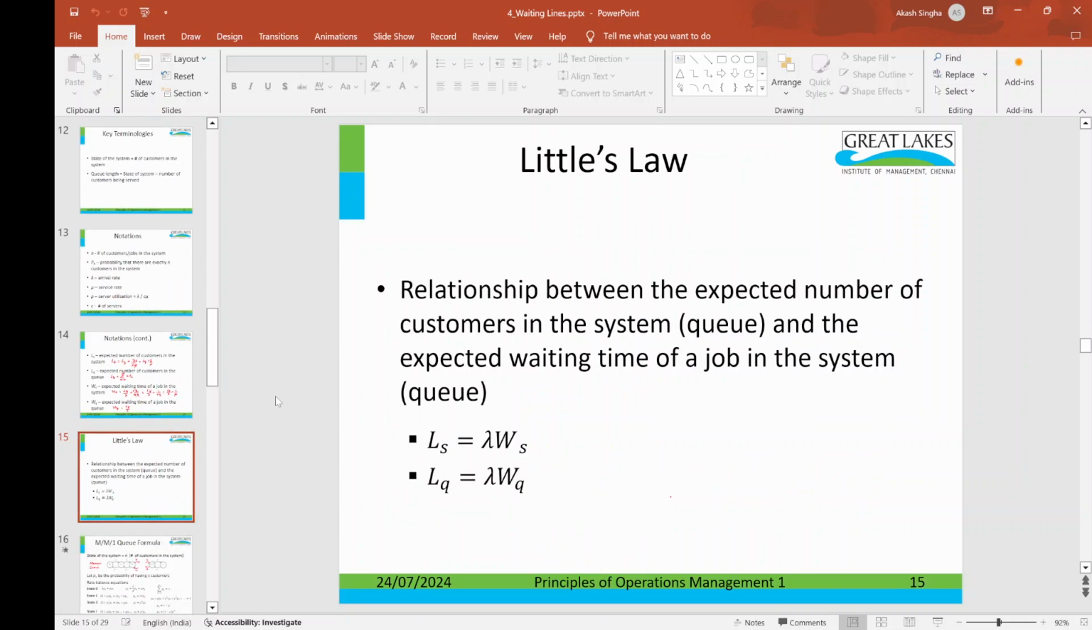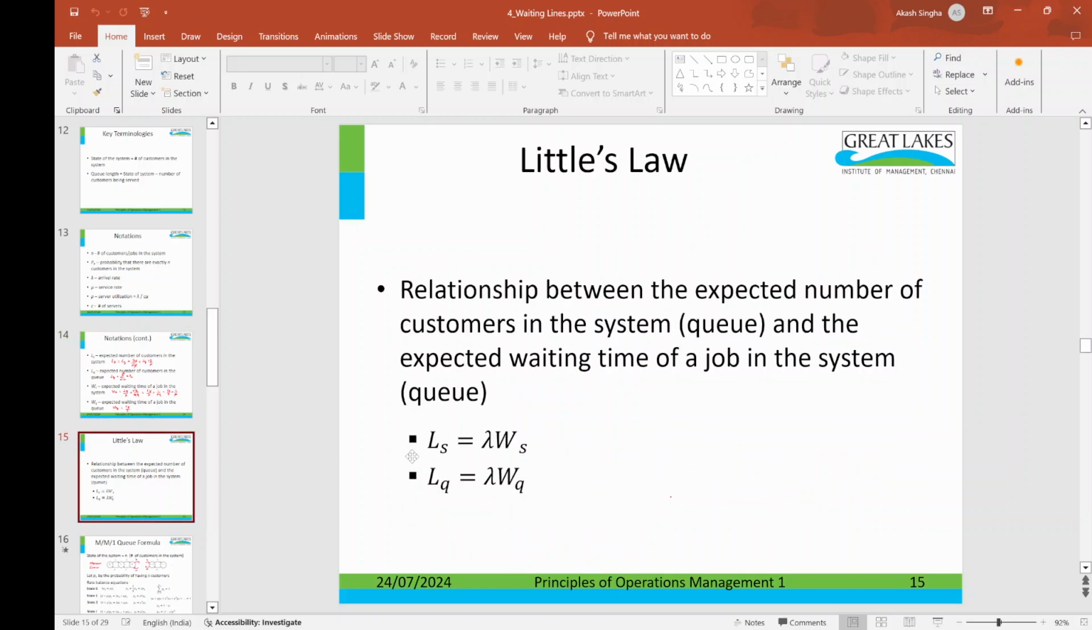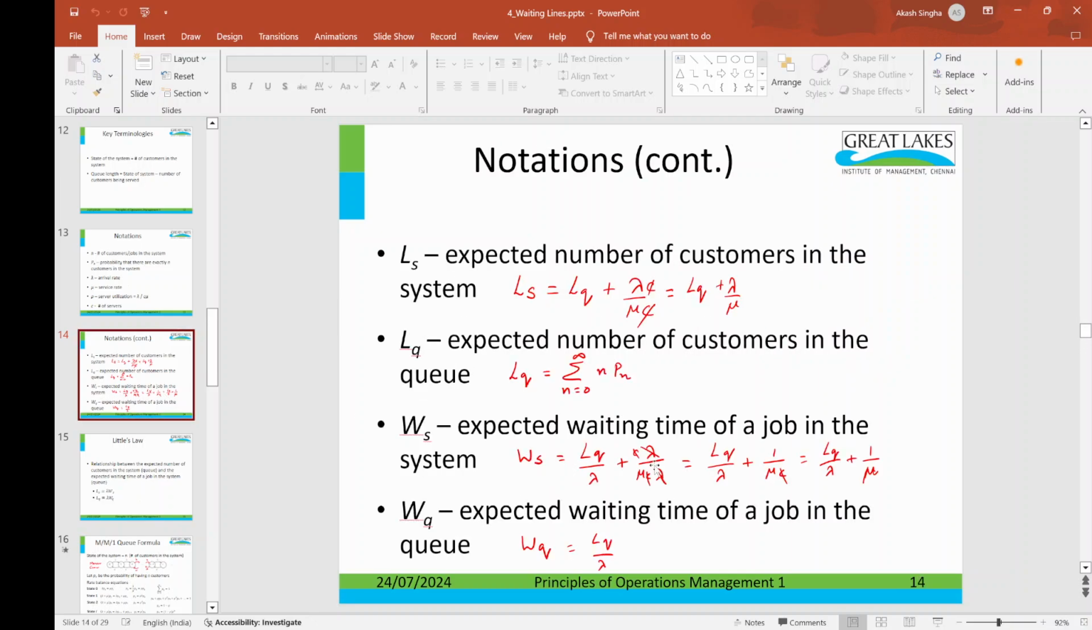Then this is Little's law: LS equals lambda into WS. So if you multiply lambda into WS, you will get LS.